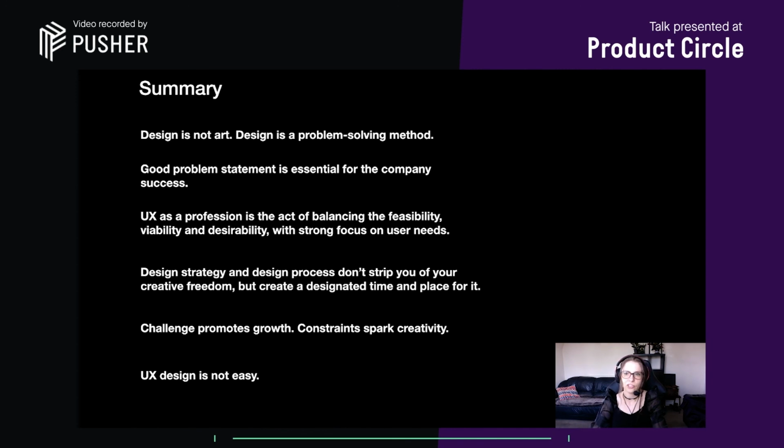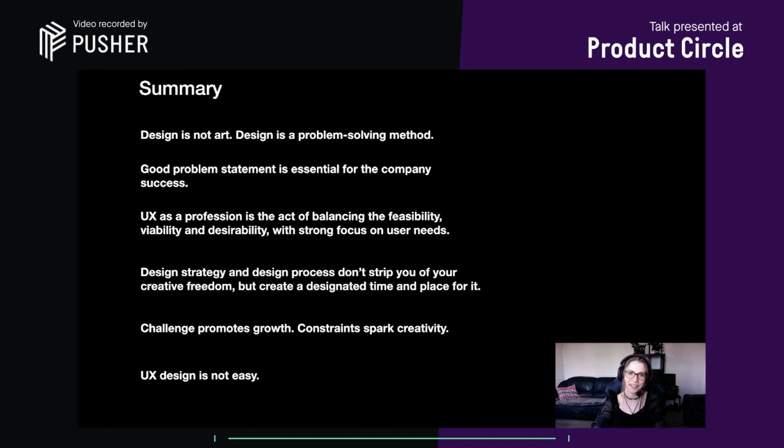And design strategy, design process, they don't restrict your creative freedom. They only give you time and space for it, the right time and space. So if you apply design strategy and follow a design process, who knows, that constraint might help you grow professionally, personally, because challenge promotes growth.